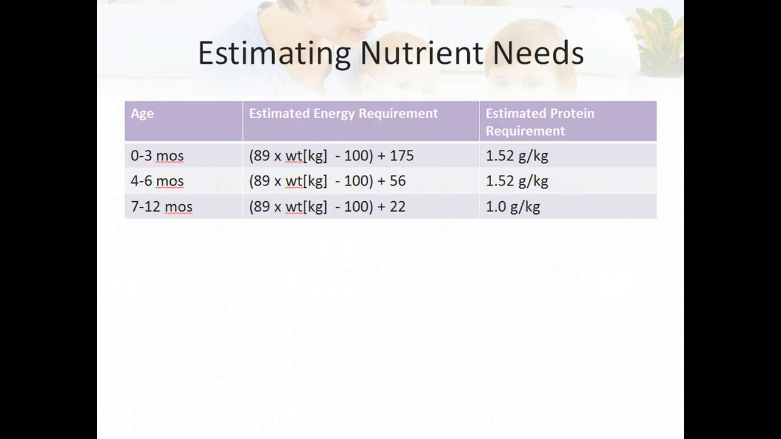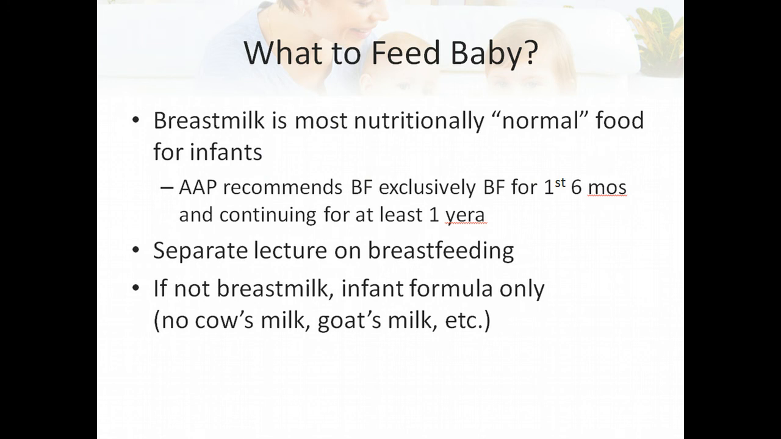So when we think about estimating nutrient needs, calculating calorie and protein requirements for infants, here are some guidelines broken down for 0 to 3 months, 4 to 6, and 7 to 12 months. So just a calculation there for calorie needs and then estimated protein requirements. You can see as they age, they start out with a higher gram per kilogram protein requirement, and once they reach about 12 months, that's really similar in grams per kilo to what they will need for quite some time actually. Then a question of what to feed baby.